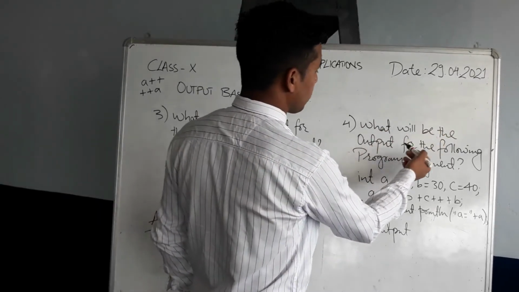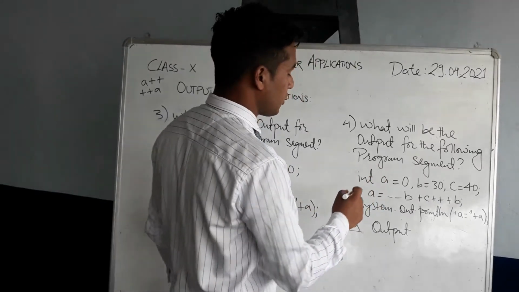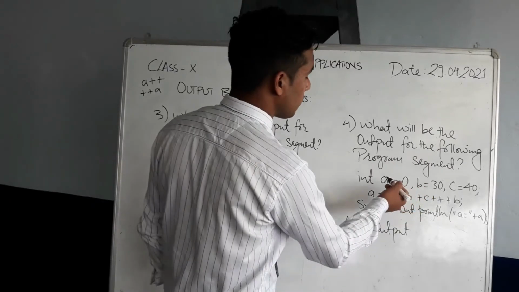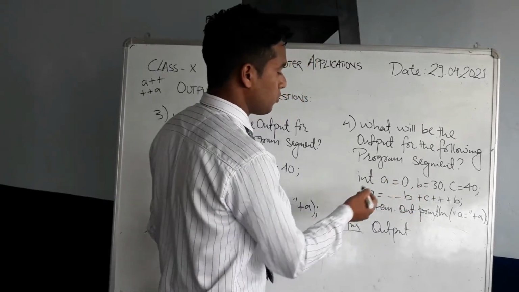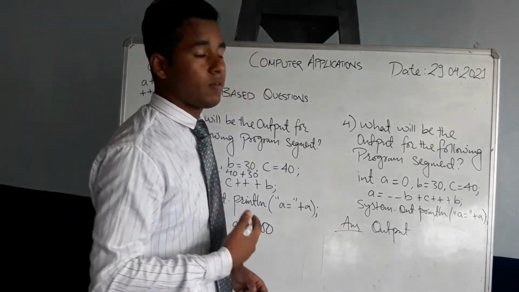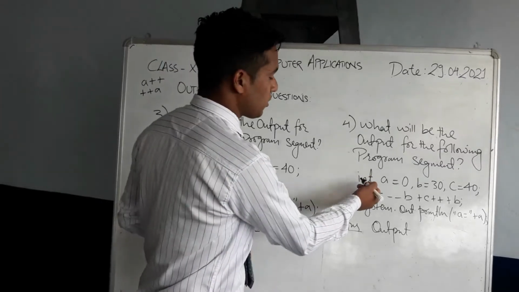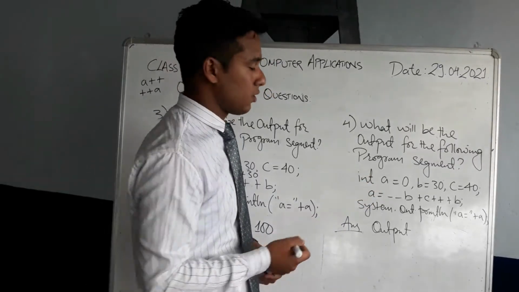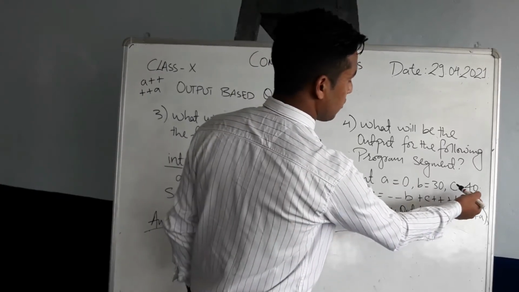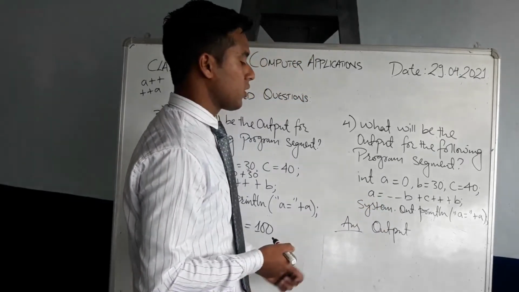What will be the output for the following program segment? Again, a small program segment is mentioned out here. int a initially is 0. We have to find the output for variable a, whose return type again is integer only. So whenever we are declaring the output, we have to declare it in whole number form, because the return type is mentioned here as integer or int. b is holding a value that is 30, c is holding a value that is 40. And again, a Java expression has been mentioned out here.